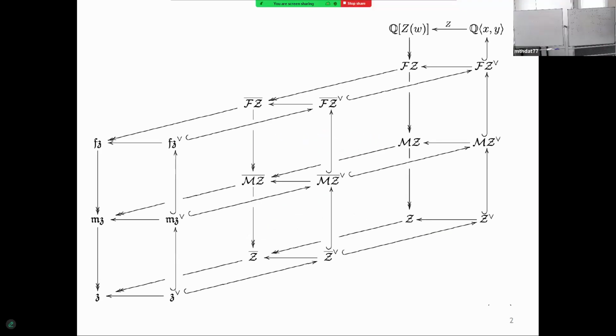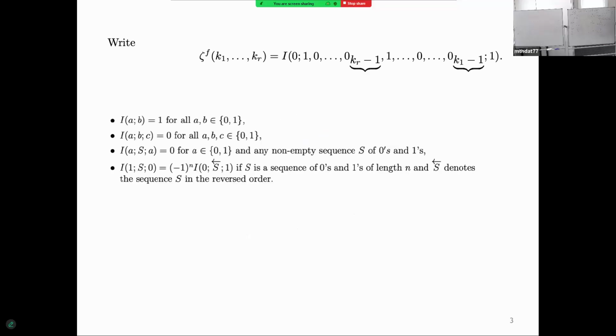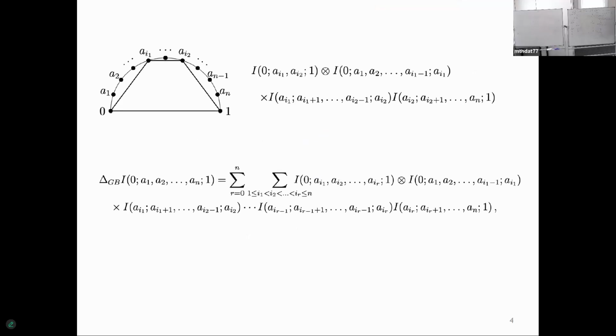Oh, okay. Before, let me just very quickly recall the Goncharov-Brown coproduct and coaction. That's just another coding. When you have K1, ..., KR, you can put it as a word in X's and Y's like I did before, and then you put the word backwards and you change the Y's to ones and the X's to zeros. This is the same coding, really. And then you have some rules here concerning these motivic multizeta values. The I's are what they call motivic multizeta values. And the coproduct is here.